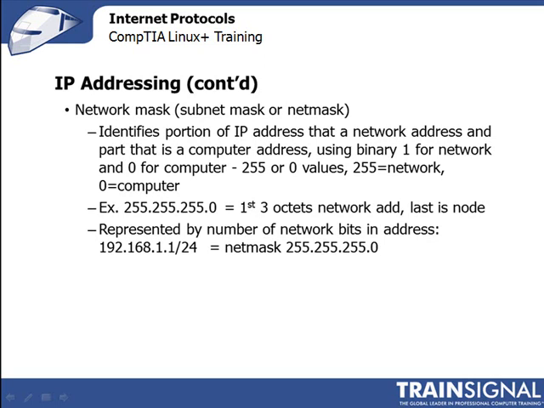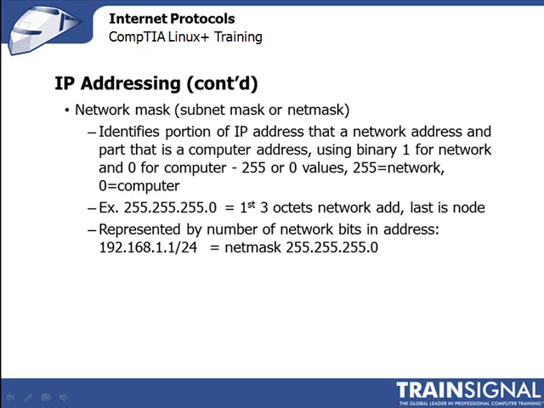So the subnet mask identifies the portion of the IP address that is a network address and the part that is the computer's address. They use the format of binary 1 for network and 0 for the computer, or 255 or 0 values. And again, 255 is the network and 0 is the computer. So when you see 255, that indicates that portion of the IP is used for the network address. As an example, a subnet mask of 255.255.255.0 says the first 3 octets represent a network and the last a node.